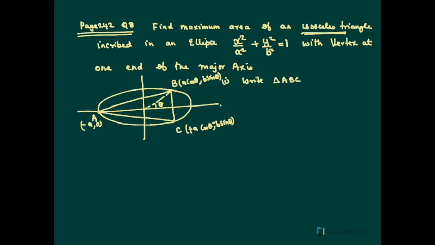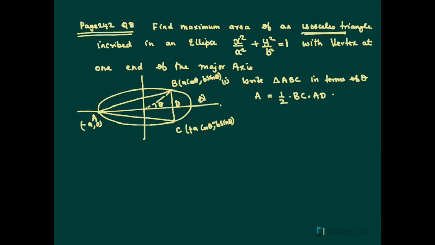Now I want you to write the area of triangle ABC in terms of one single variable theta, for which we are going to use half into base into height. So the area of the triangle is half into base. Now look at the triangle from this perspective. Let me draw the eye for you. So half into base into height. What is the base? BC. What is the height? AD.